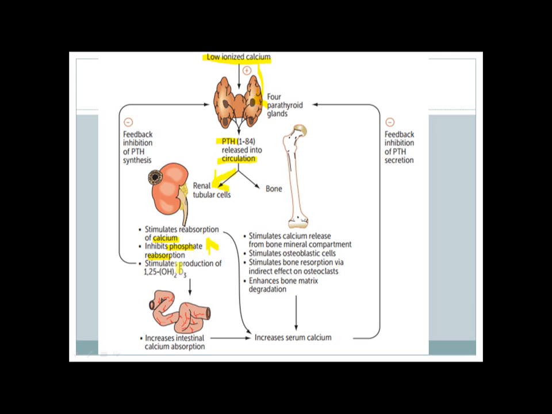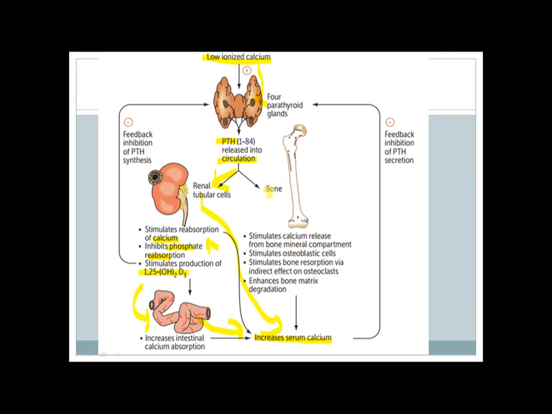Another effect is that it stimulates the production of the active form of vitamin D by actually inducing 1-alpha hydroxylase. Whenever it stimulates vitamin D, this will lead to an increased absorption of calcium from the gut and ultimately increase serum calcium. So there is increased reabsorption from the kidney, and increased absorption from the gut indirectly.